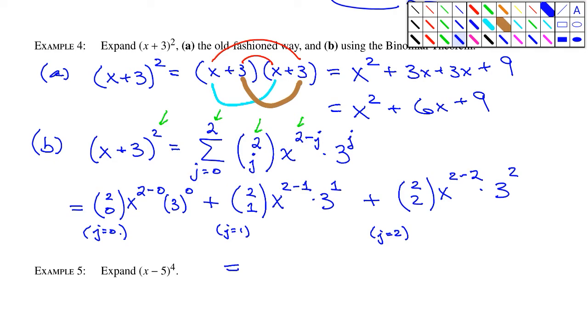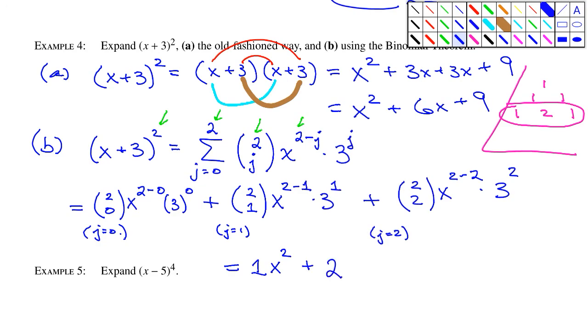Two choose 0. Now how do I get 2 choose 0? Well, I can produce a little Pascal's triangle right here. 1, 1, 1, 1, 2, 1. So it's going to be this. So the first term is a 1. 2 choose 0 is 1. Times x to the 2 minus 0 is just x squared. And then 3 to the 0 is equal to 1. Plus 2 choose 1 is 2. X to the 2 minus 1 is x. Times 3 to the 1, which is 3.